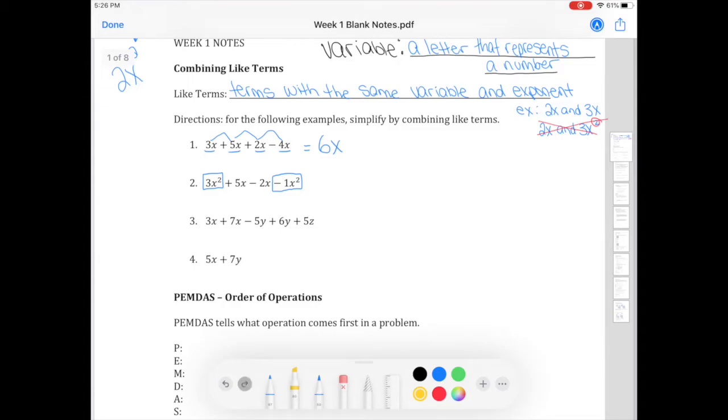Now I boxed in my like terms to show you this very important idea right here, and it's that minus sign. Notice, again, I boxed in my like terms, but when I created the box around the 1x squared, I included the sign before it, that minus sign, or a negative if you want to think of it that way. You can think of it either way. But you have to include that because that tells you what to do. When you're combining 3x squared and a negative 1x squared, that's going to get you 2x squared. Or like I said, you can look at it either way. 3x squared minus 1x squared is still 2x squared.